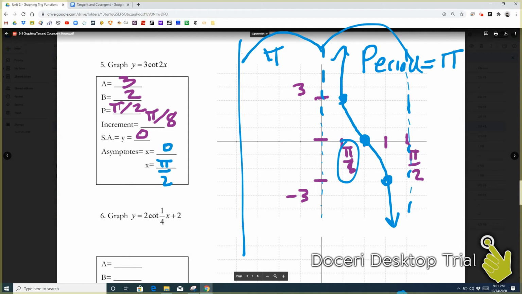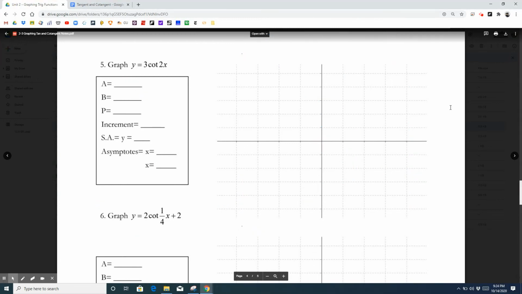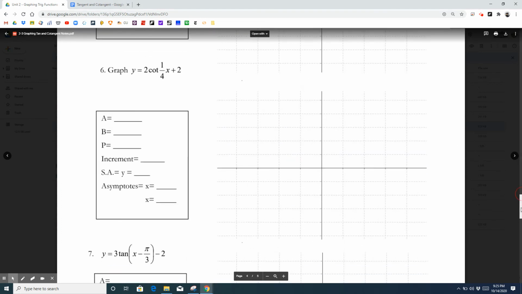Another way you can express it is take one of the asymptotes, which we can use 0, add the period times k, where k is an integer, which means you'll have an asymptote at every multiple of pi. So x equals pi times k, where k is an integer, will represent all the asymptotes that occur on this graph. All right. So let's do one more with a horizontal shift.